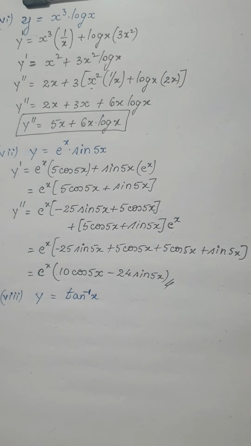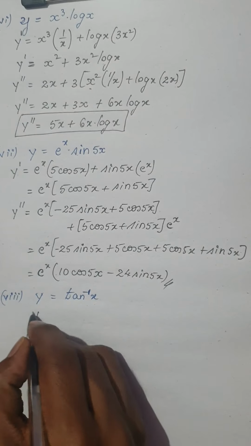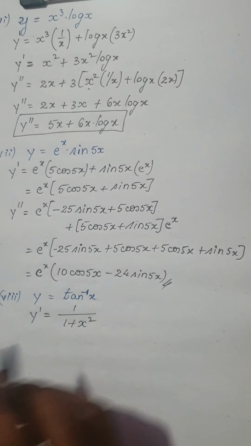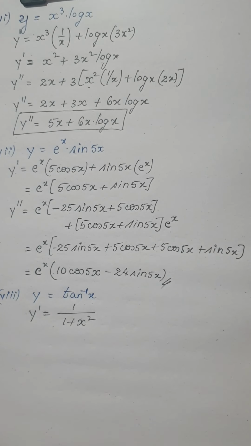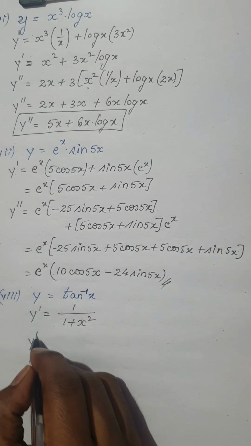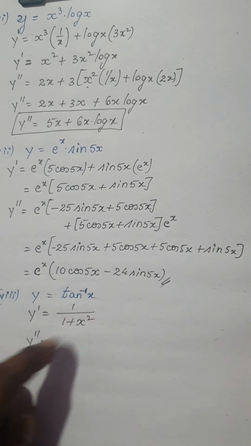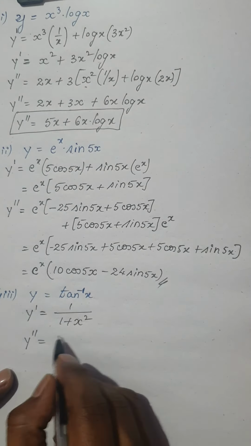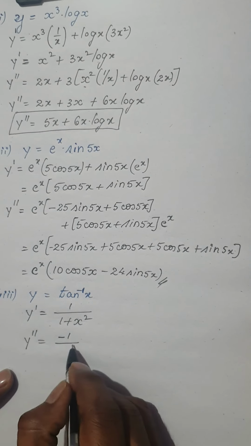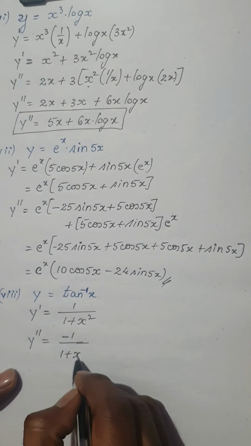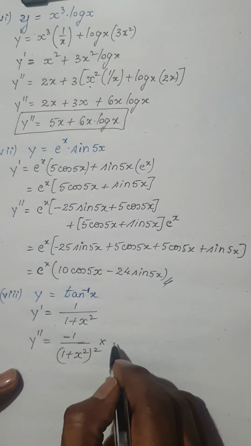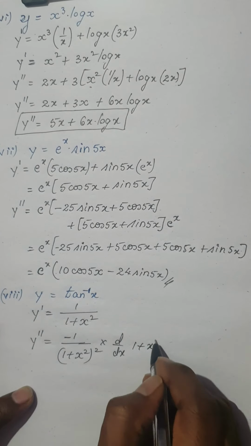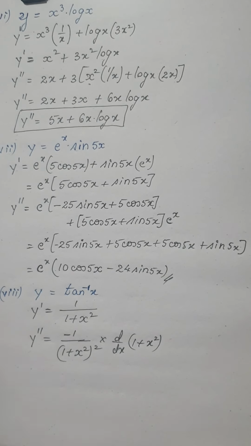Now moving on to the next question. I have y is equal to tan inverse of x. So the first derivative is, we all know the derivative of tan inverse x is 1 divided by 1 plus x square, isn't it? So a very simple question. Now if you differentiate this again, y double dash is, this is of the form 1 by f of x. We've already seen it, the derivative of 1 by x is minus 1 by x square, isn't it? So the derivative of 1 by f of x is minus 1 by f of x whole square into the derivative of f of x, that is d by dx of 1 plus x square.